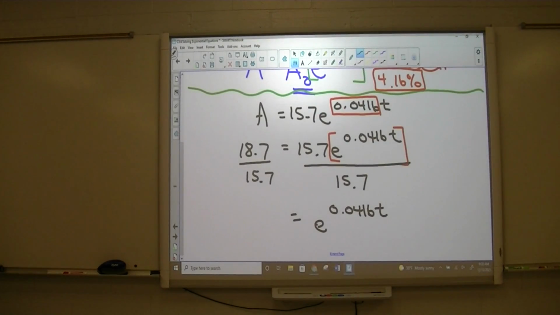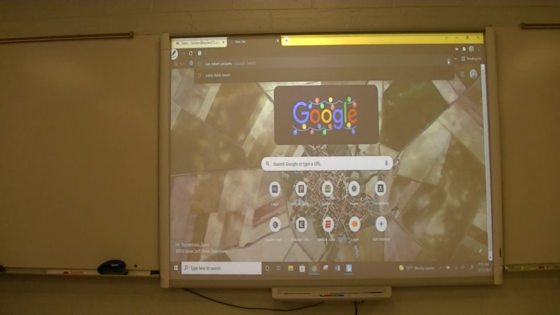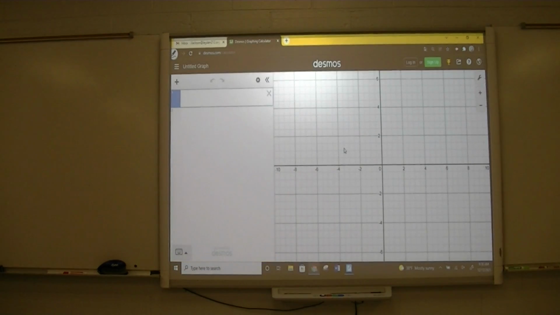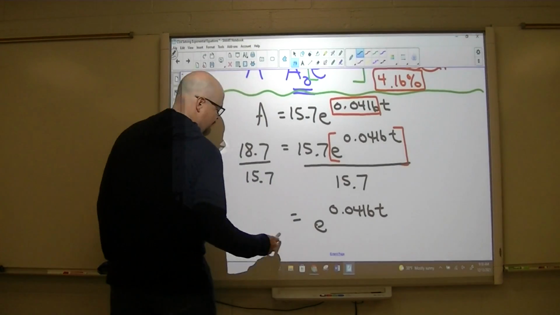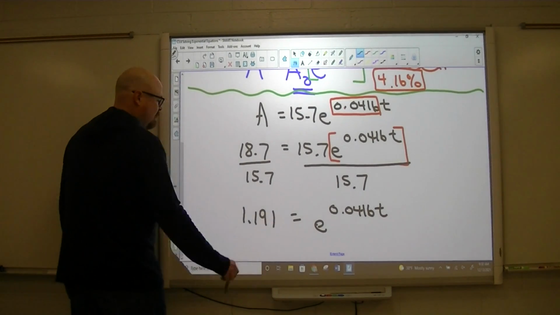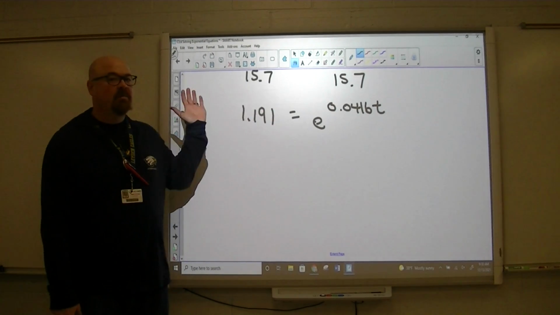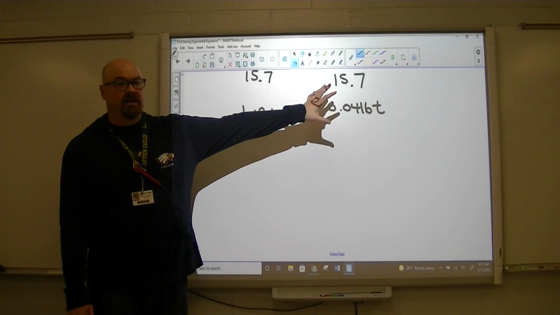I think I've got a Desmos window queued up here. No, that's my email. Desmos. 18.7 divided by 15.7. We'll call that 1.191. So we've got this. Now, typically, I would tell you this: don't round until the very end, but I don't want to write that entire thing out. Okay. So now we have our power isolated.